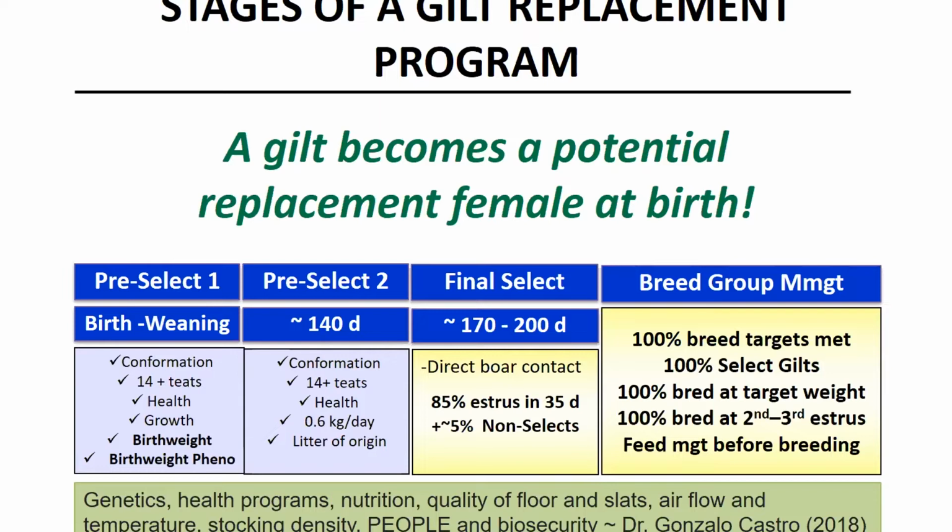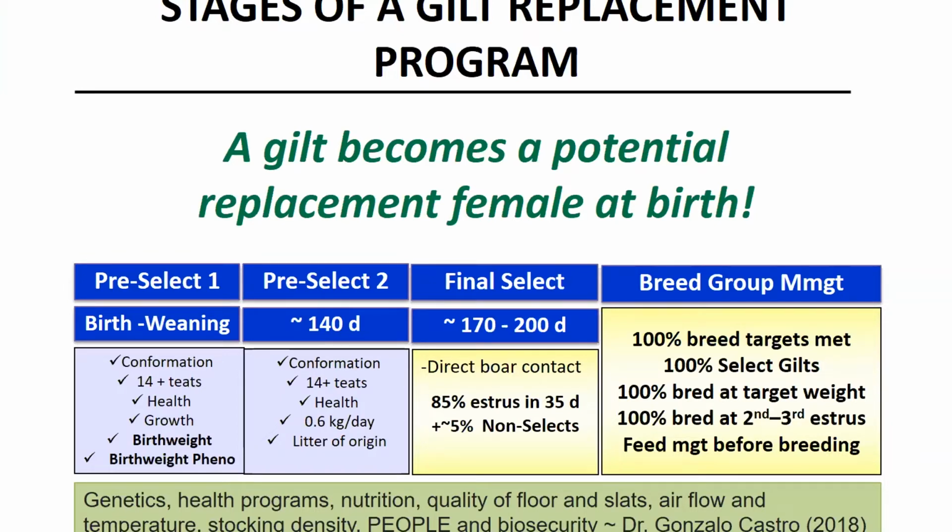Pre-select 2 occurs at about 140 days of age. Gilts must again meet minimum requirements in order to be selected and to move forward in the gilt program. The final selection stage, where we'll spend quite a bit of time today, is the response of the gilt to puberty stimulation through direct boar contact. We'd like to see this happen between about 170 to 200 days of age.